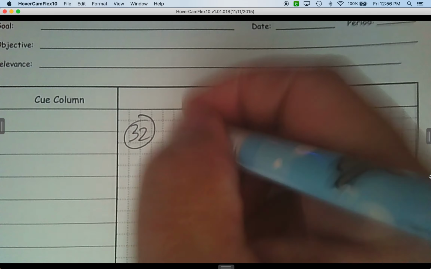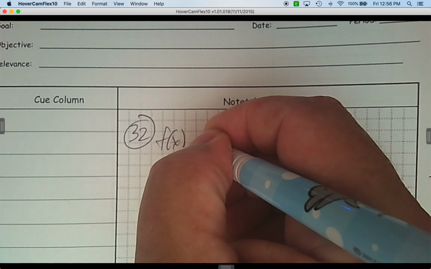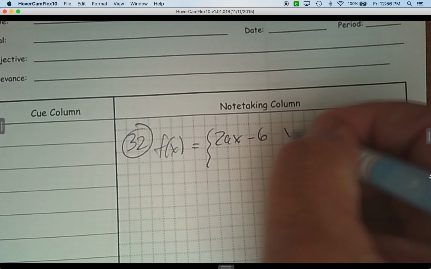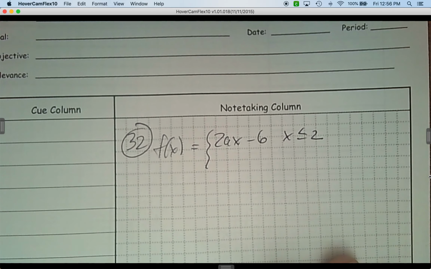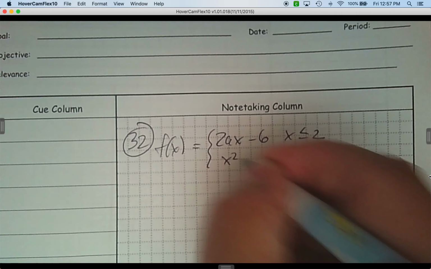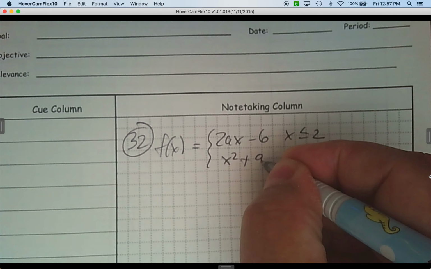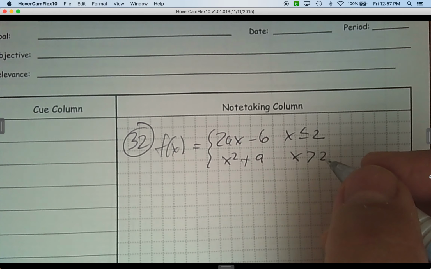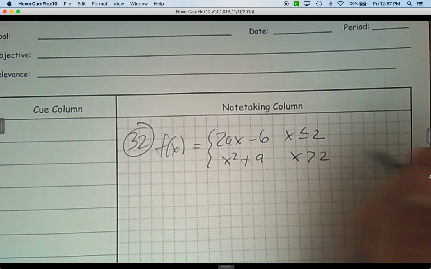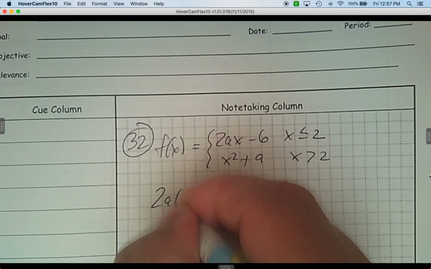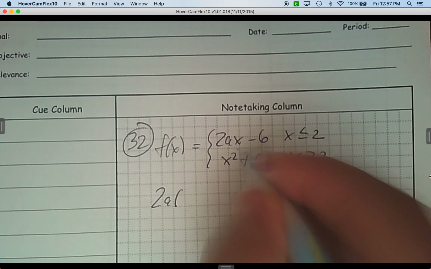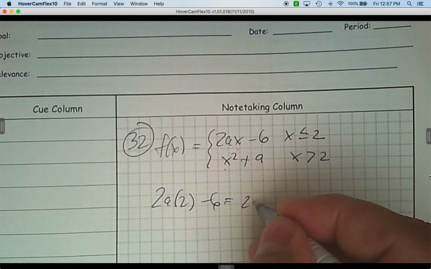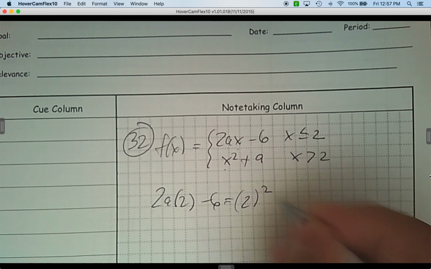Let's do it. So we're given a piecewise function that's defined as 2ax subtract 6 when x is less than or equal to 2. And the other piece is x squared plus a, that's when x is greater than 2. And it says it's a continuous function. Find the value of a if it's continuous. Well, if it's continuous, when I plug 2 in for x here, and when I plug 2 in for x here, they would give you the same answer.